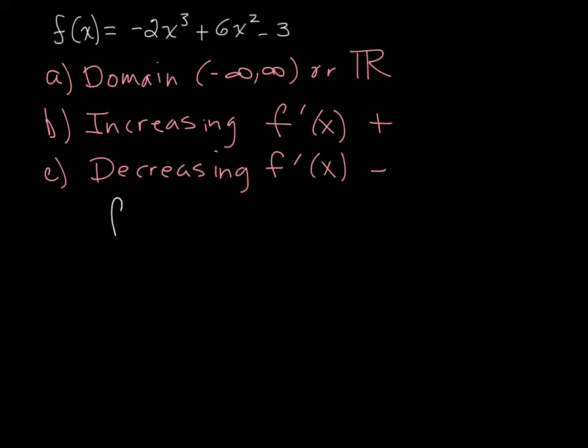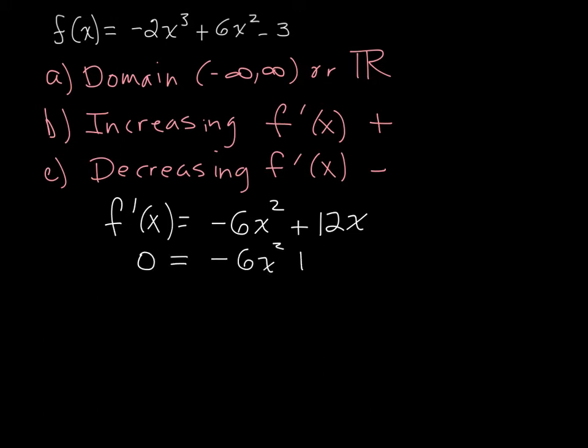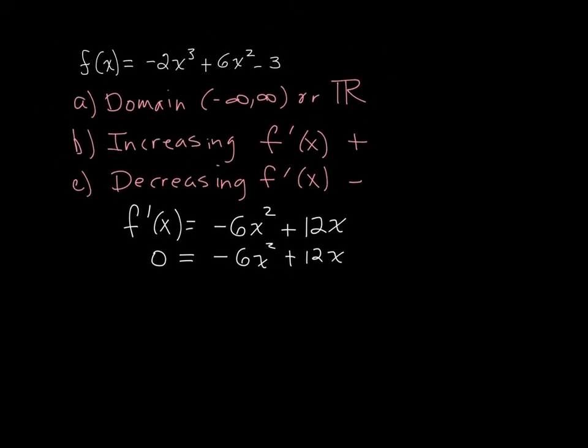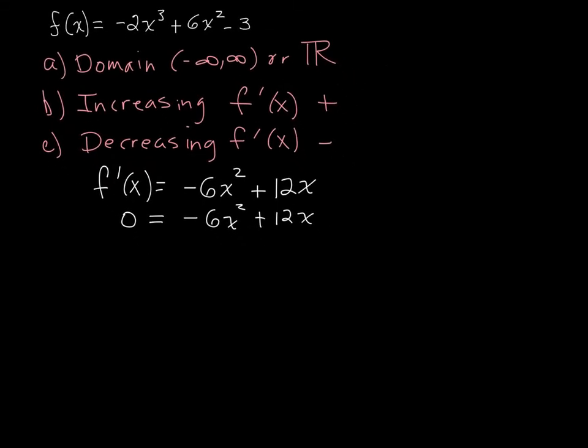So if I take the derivative, I get negative 6x squared plus 12x. And from here, I set this equal to 0 and solve for x, because I want to create my intervals around my critical points, which my next part is going to ask me about, my extreme values.